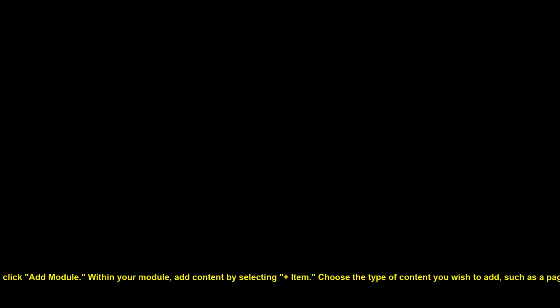Next, click on the Modules tab to structure your course content. Create a new module by selecting the Plus Module button. Name your module and click Add Module. Within your module, add content by selecting Plus Item.